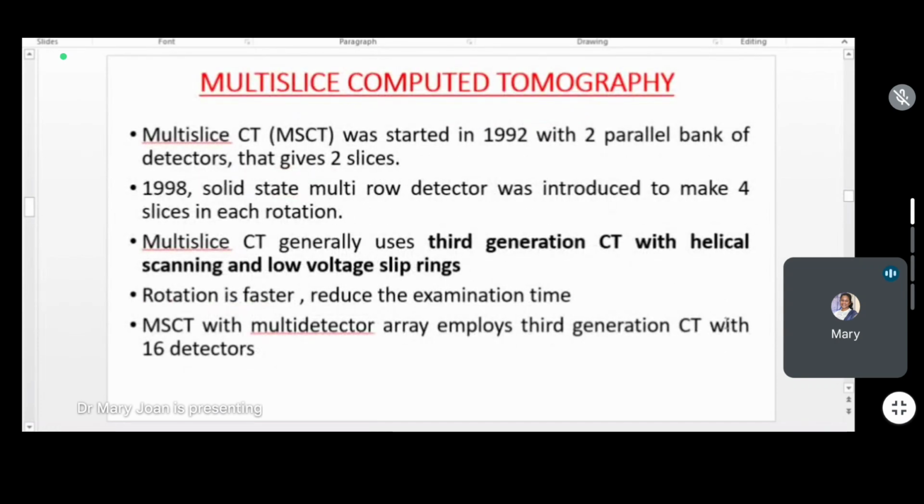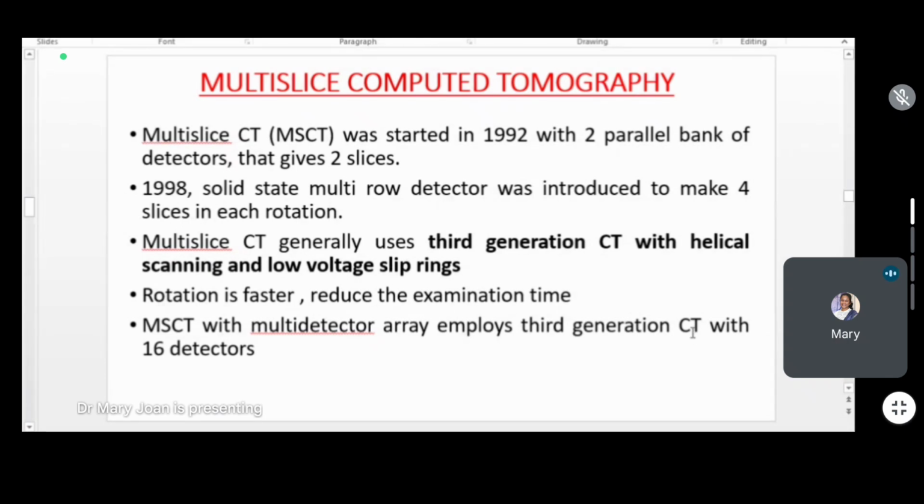Multi-slice CT or MSCT was started in 1992 with two parallel banks of detectors that give two slices. In 1998, the solid-state multi-row detector was introduced to make 4 slices in each rotation. In multi-slice CT, previously we were taking slice by slice images. So in spiral CT, we had a continuous acquisition of slice by slice images. And here in one go, we are acquiring multiple slice information.